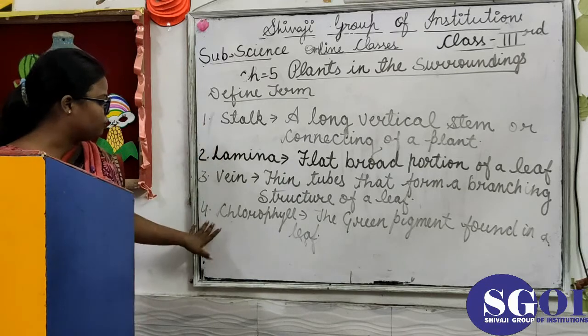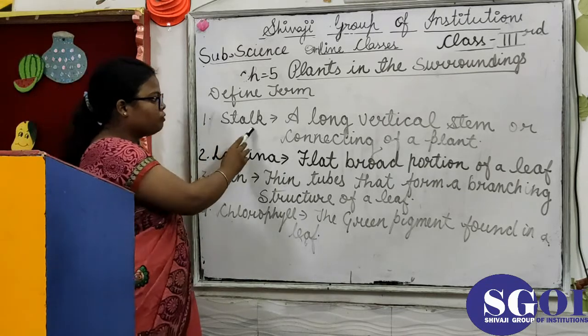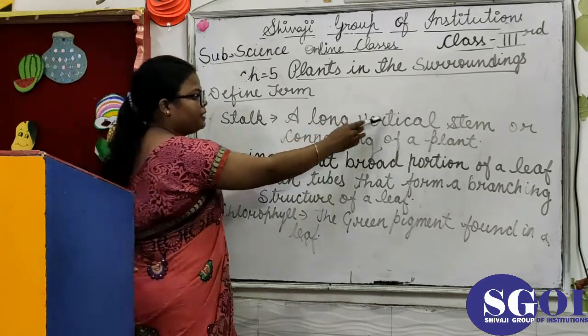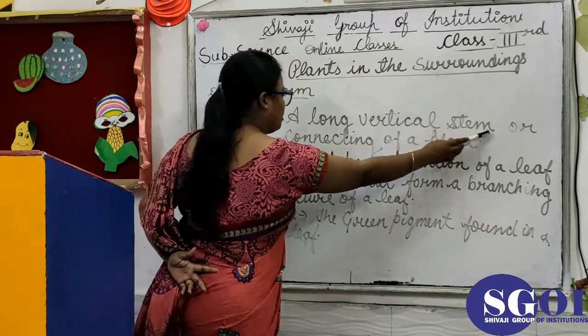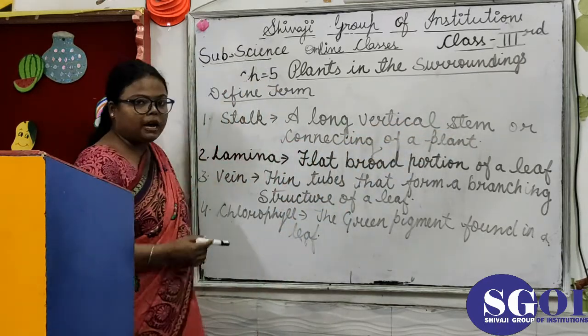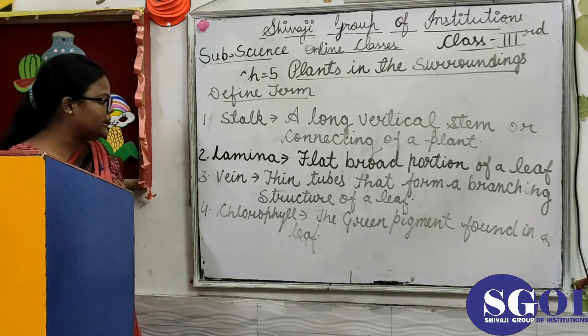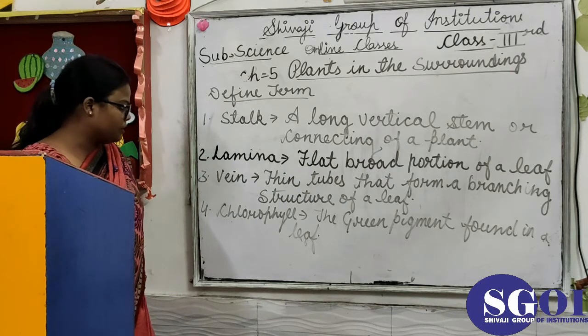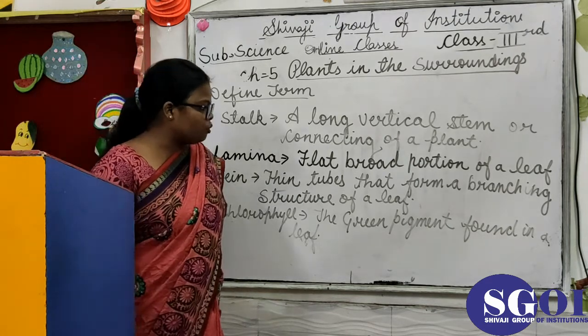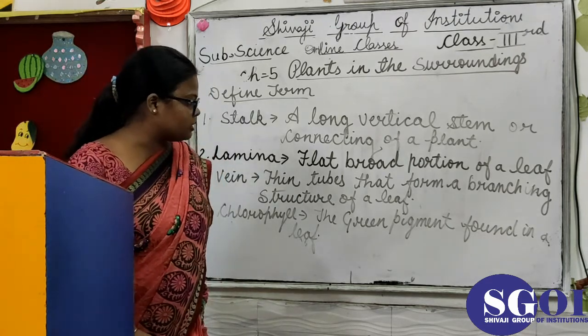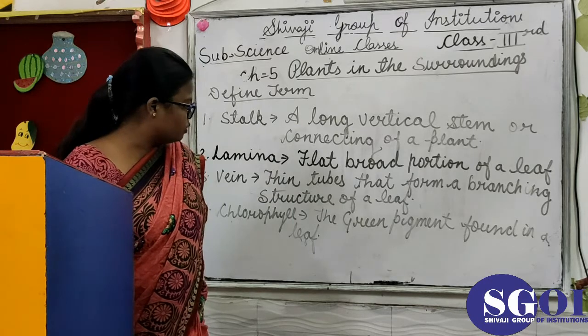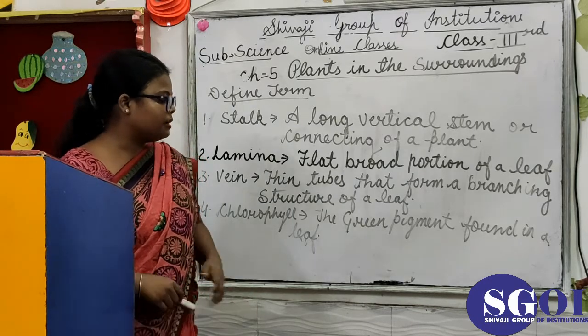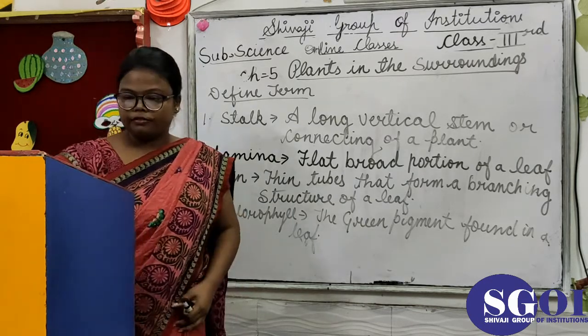Students, I will repeat numbers 1 to 4. Stalk. What is stalk? A long vertical stem or connecting part of a plant. Second, lamina. Flat, broad portion of a leaf. Third, vein. Thin tubes that form a branching structure of a leaf. Fourth, chlorophyll, the green pigment found in a leaf.